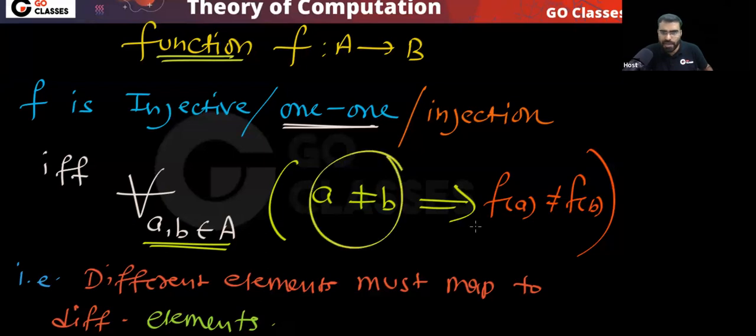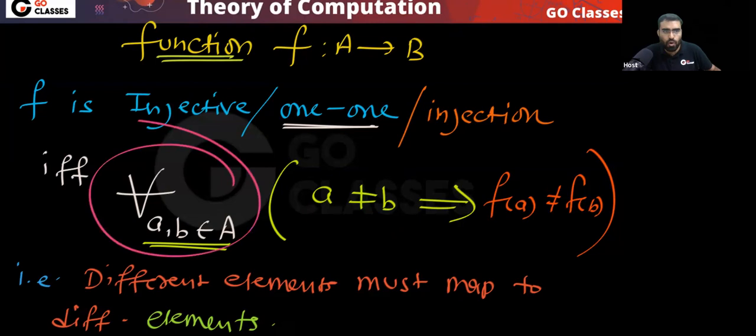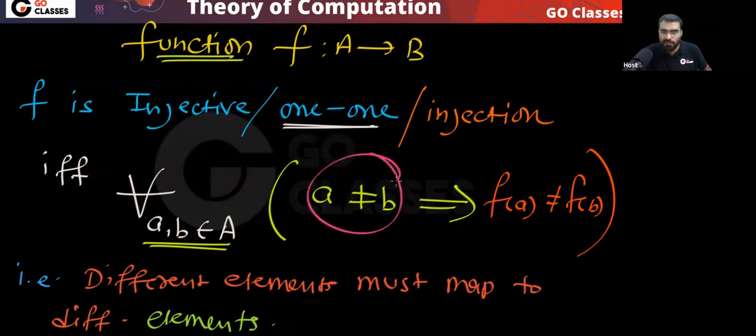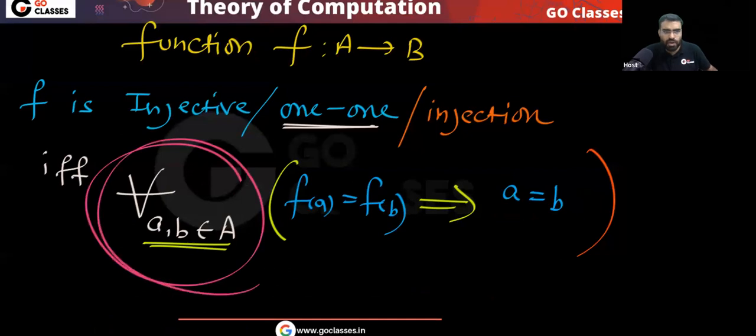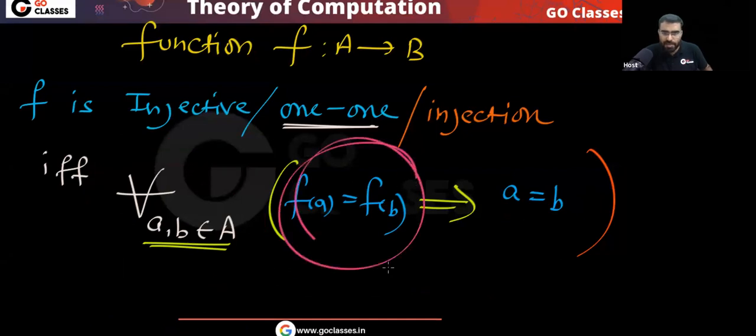If you have two different elements, their images also must be different. This should happen for all a, b: whenever they are different, their images also must be different. The same thing I can say like this: for all elements, if their images are the same, then the elements also must be the same.